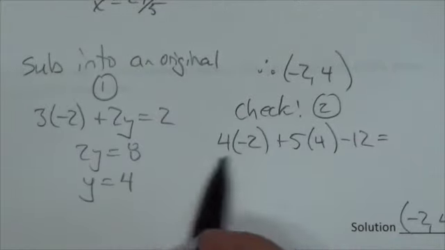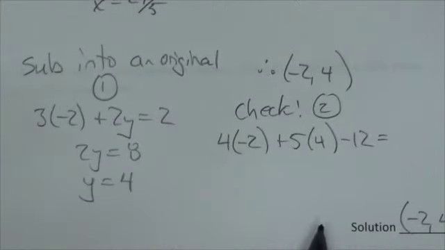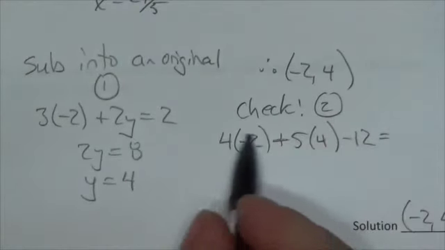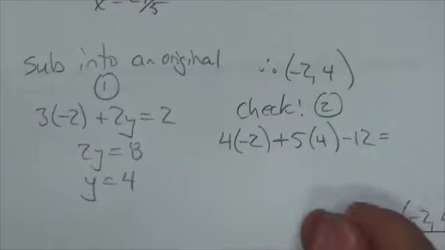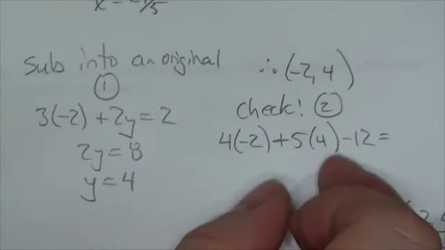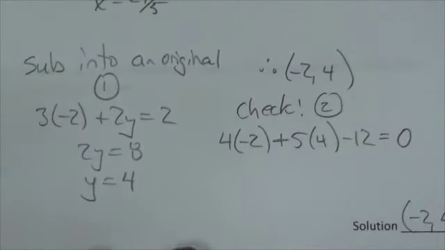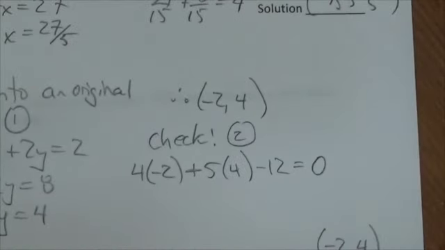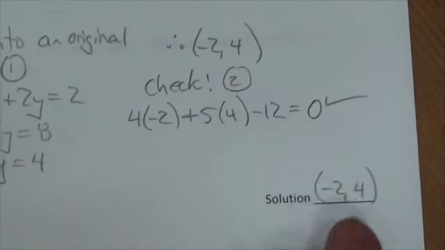Okay, let's see what happens here. So 4 times negative 2 is negative 8. Okay, whoops. Sorry, make that look like a plus. Negative 8 plus 20 is going to be positive 12 minus 12 is 0. And that is exactly what I needed it to be. So there we go. That works. So that is the solution.